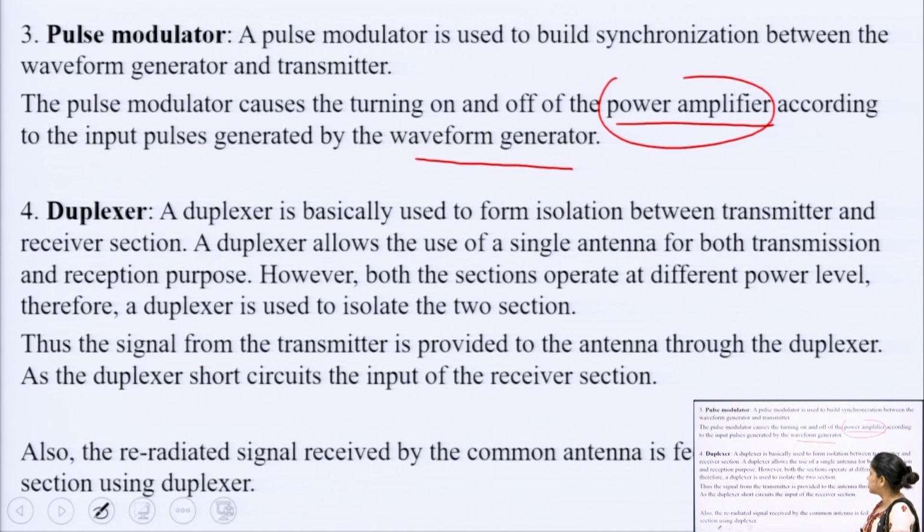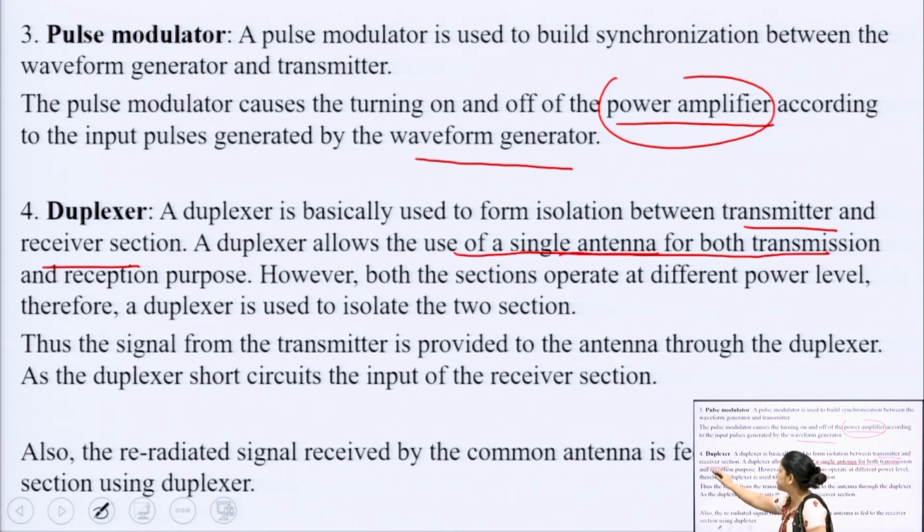Now, the function of the duplexer. Basically the duplexer is used to form the isolation between the transmitter section and the receiver section, and it allows the use of a single antenna for both transmission and reception. So, the two basic functions of the duplexer: first, to provide the isolation between the transmitter section and the receiver section, and second, to allow a single antenna to be used for both transmission and reception. If we do not use a duplexer here, we have to use two different antennas for the transmitter and the receiver.